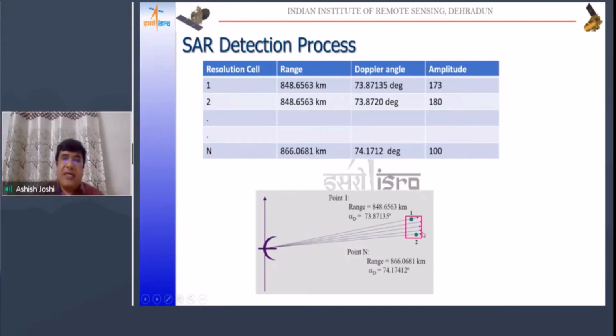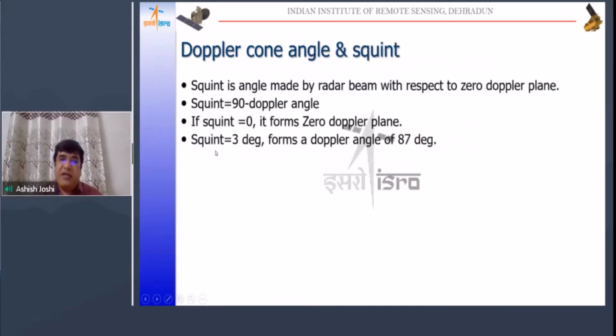So there is a relationship between this Doppler cone and the squint also. That is, the squint angle is 90 minus the Doppler angle. As in the previous lecture, I have told, the squint is the angle made by the radar beam with respect to the zero Doppler plane.